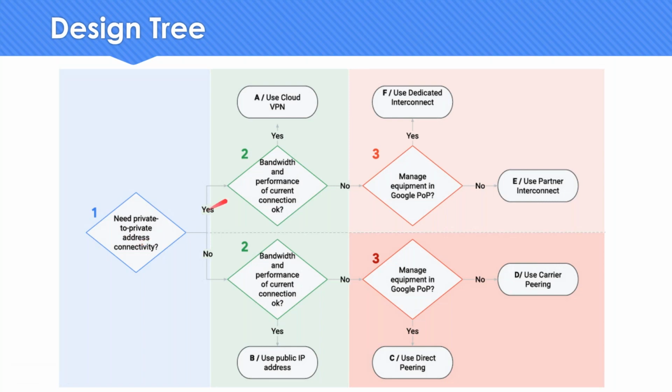If I say yes, you ask the follow-up question: is the bandwidth and performance of the current connection okay? If you say yes, the bandwidth is okay, then simply use VPN. Simple. Private to private. If you say no, the bandwidth I get is very less, I want something better, then you ask a follow-up question: can you manage the equipment, those Ethernet, VLAN, all those things, and connect to Google points of presence or a co-location facility? If you say yes, you have an answer: use Dedicated Interconnect. Straightforward. If you say no, I'm not close, I cannot manage all those things, then you have the option of using Partner Interconnect.